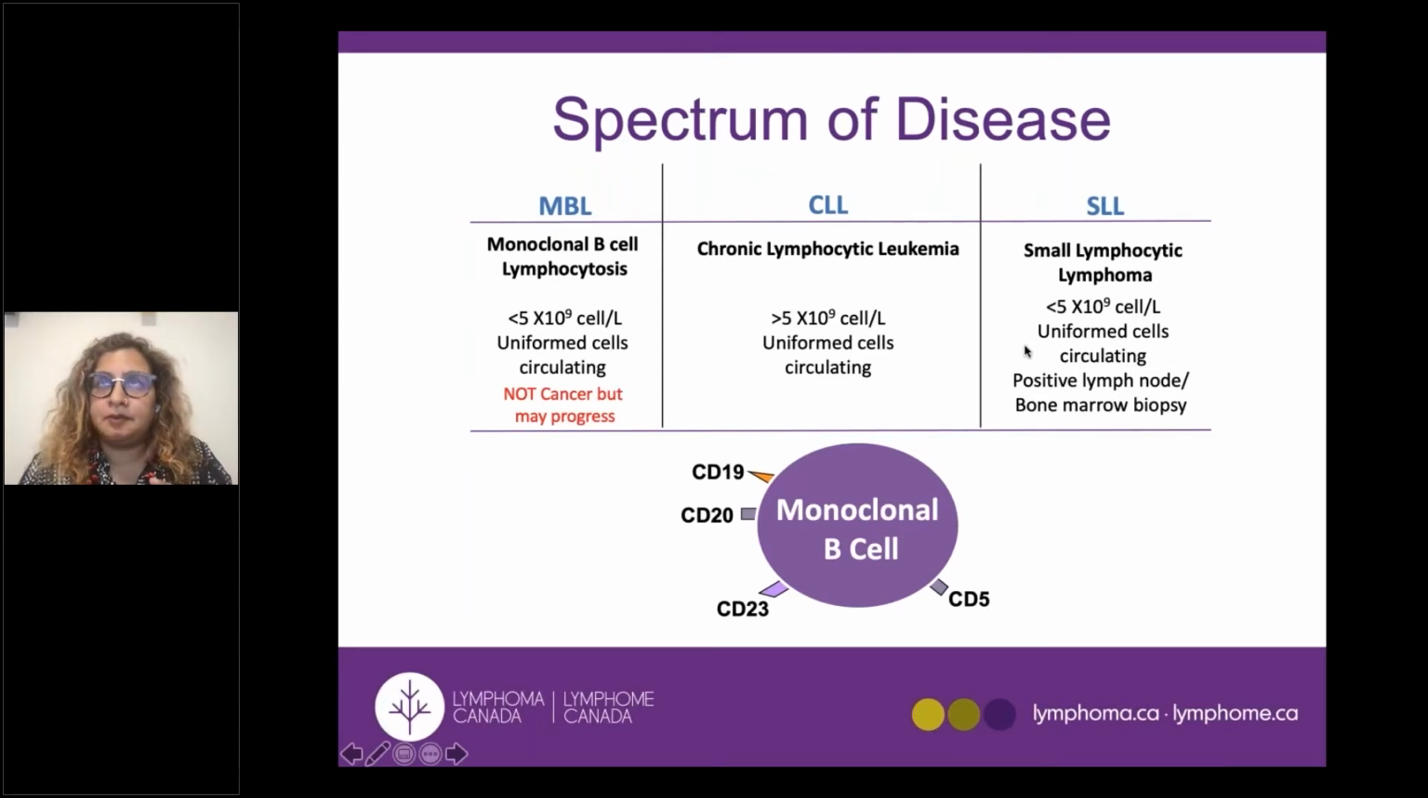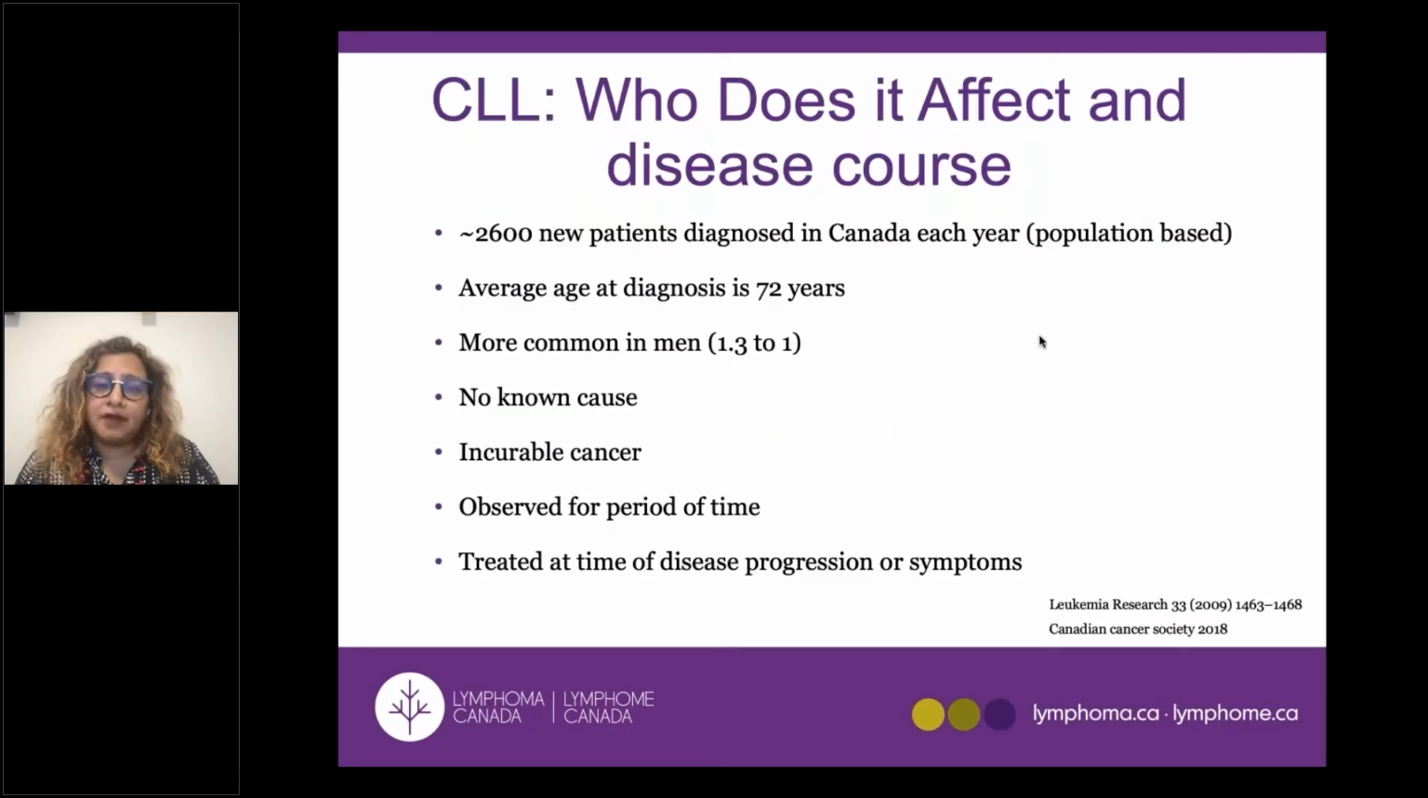So who does it affect? There are approximately 2,600 new patients diagnosed each year, and the average age at diagnosis is around 72. It's more common in men than it is in women. We do not have a cause for why this occurs, and it's considered an incurable cancer. We often observe these patients over a period of time, and at the time of progression or symptom development, we would talk about treatment.